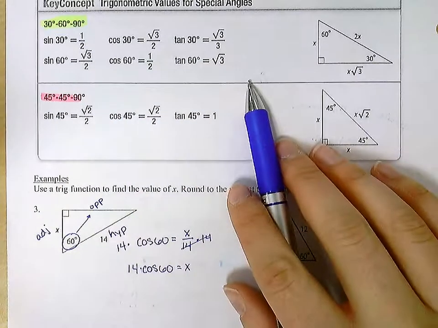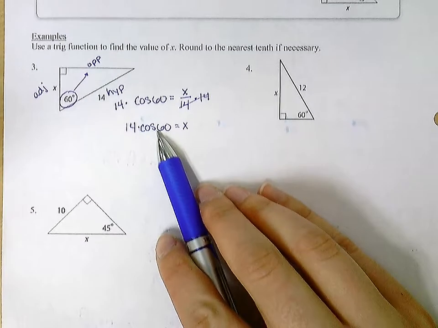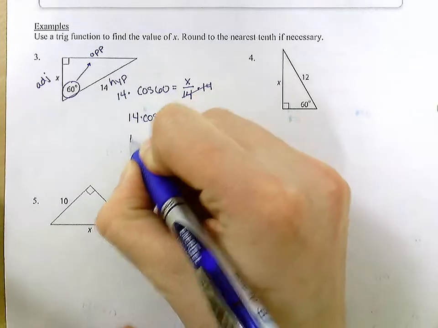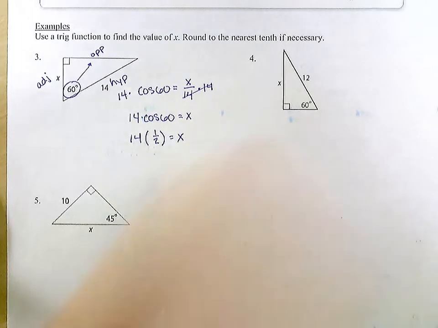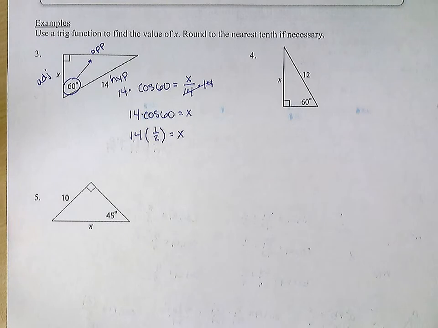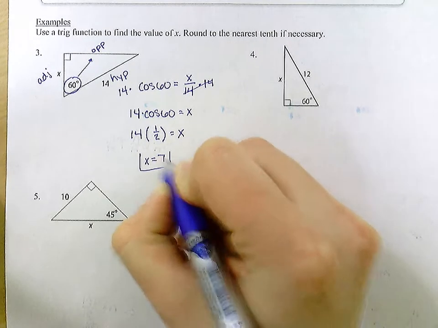What's cosine of 60? 1/2. So I can replace this cosine of 60 with 1/2. So I have 14 times 1/2 equals x. So x would have to equal 7.